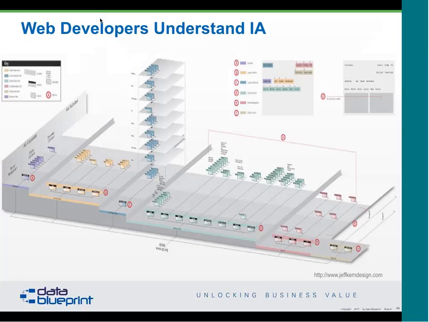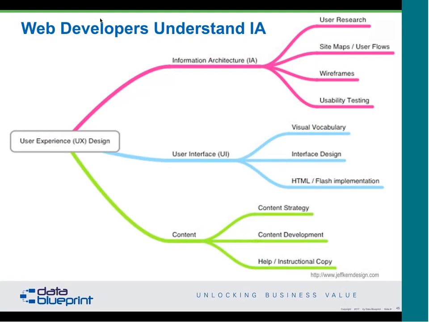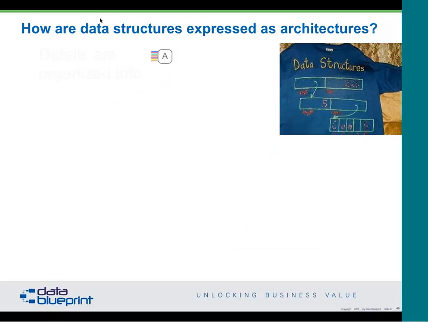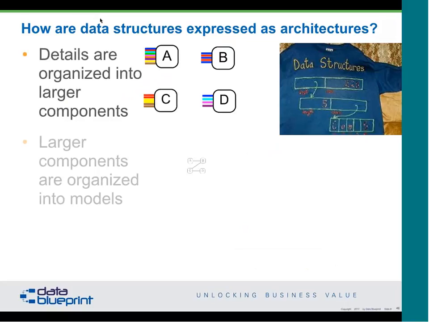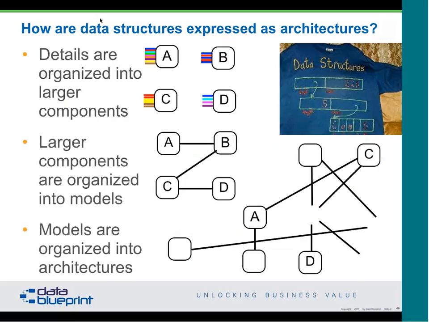Here's, again, a different description of an architecture. You can see this goes very deep into some areas and very shallow in some other areas. Here's one more representation of the same concept. Again, not the same architecture, but a different concept. In all of these cases, what we have is data structures that are expressed as details organized into larger components. The larger components are organized into models, and the models are eventually organized into architectures.